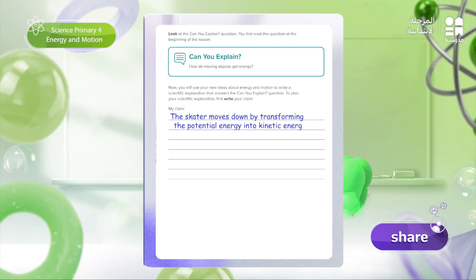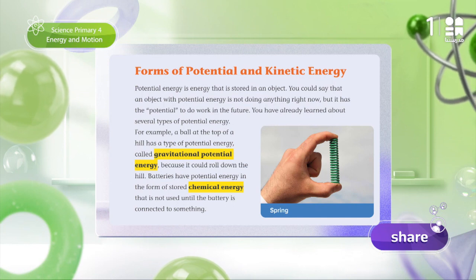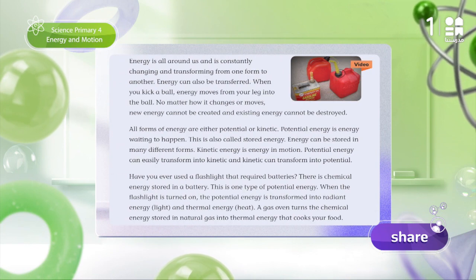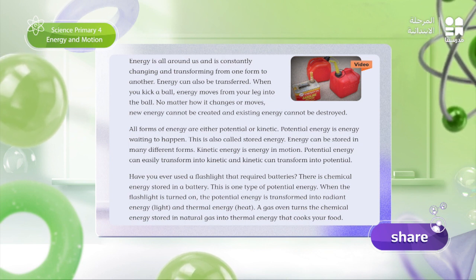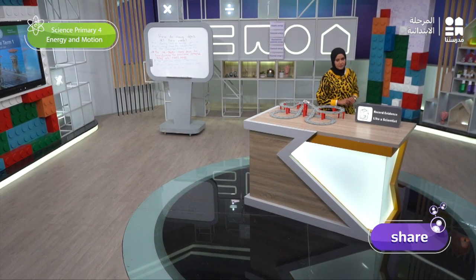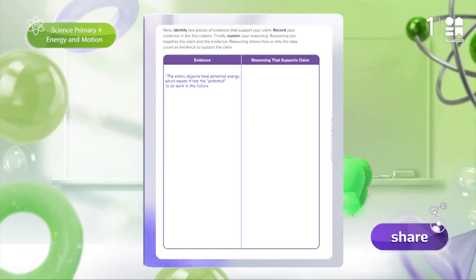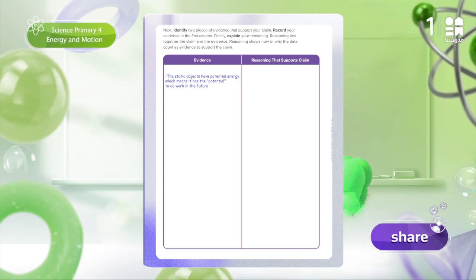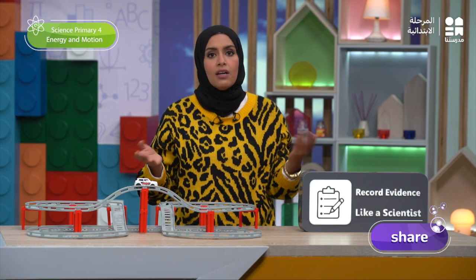We can collect evidence from the text, videos, and activities like the evidence in the text on page 170 and page 173, which are about the form of the potential energy and kinetic energy and their transformation. The static objects have potential energy, which means it has the potential to do work in the future. Here we were talking about the ice skater standing still, he is not moving, he is stable, so he has potential energy and is waiting to transform this potential energy into kinetic energy.